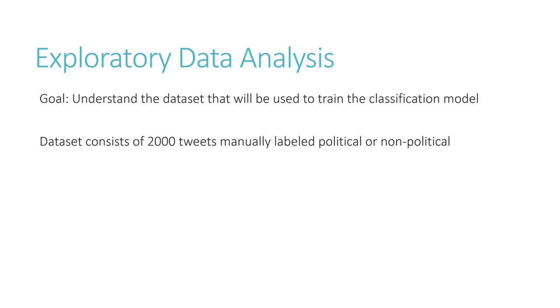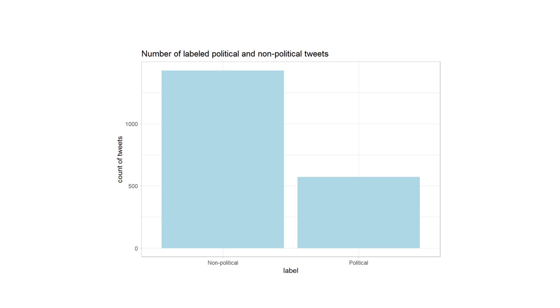So the data set consists of 2,000 tweets that were manually labeled political or non-political. The first thing that I did was look at the distribution, or the number of labeled political and non-political tweets. I found that there are a little over 500 political tweets and a little under 1,500 non-political tweets in this training data set.